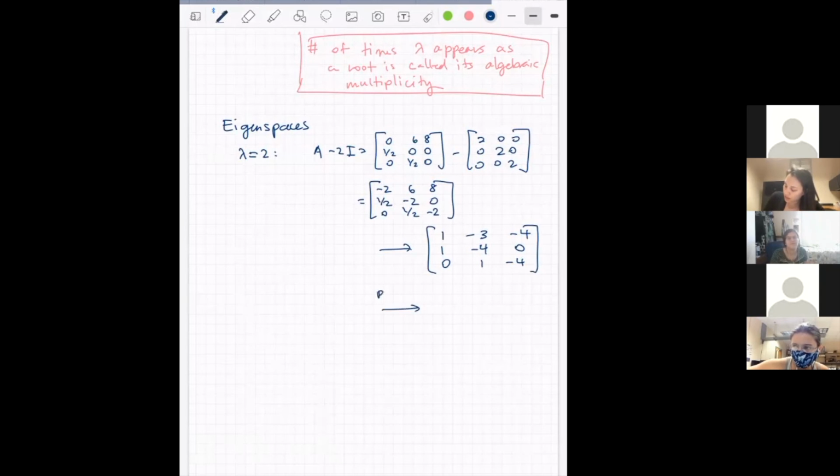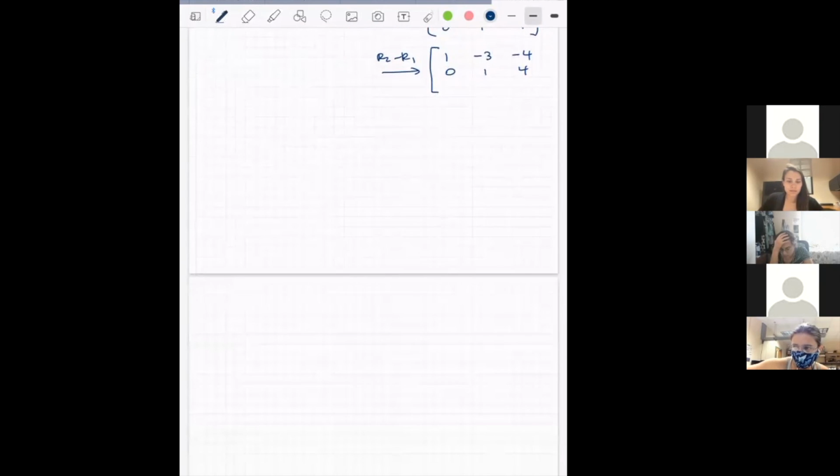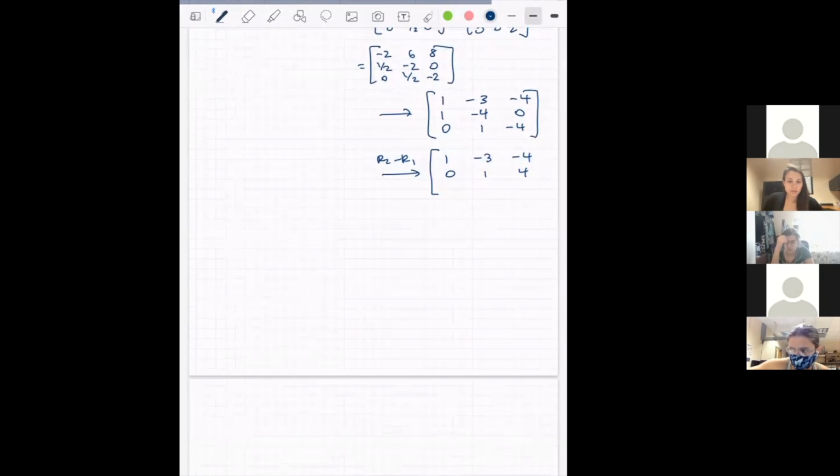Okay, and then I can take row 2 minus row 1 to get rid of that 1 in the first column. So we get 0, minus 4 minus negative 3, so that would be negative 1, and then 0, 1, minus 4. Wait, is that right? You replace row 2 with row 2 minus row 1, so it'll be negative 1, yeah. Okay, there we go.